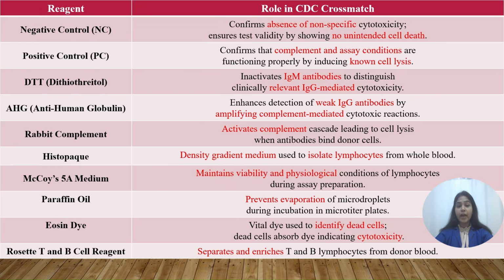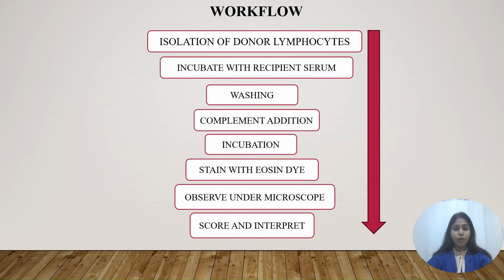Paraffin oil prevents the evaporation of micro droplets during incubation in the microtiter plates. Eosin dye basically works on the vital dye exclusion principle. Vital dye is used to identify the dead cells, while the dead cells absorb the dye, indicating cytotoxicity. It basically works on membrane integrity. Rosette T and B cell reagents: here we are using the rosette T and B cells to separate and enrich the T and B lymphocytes from the donor.